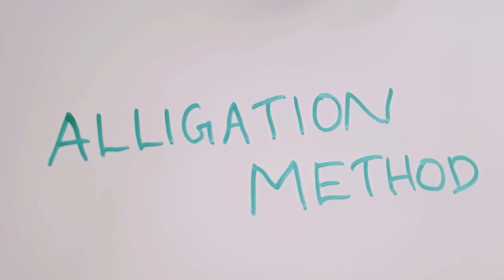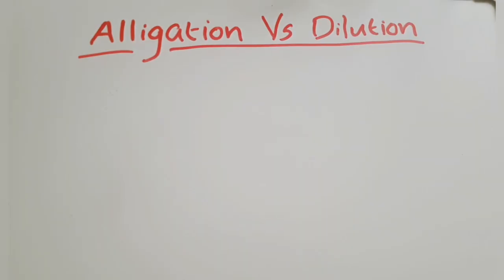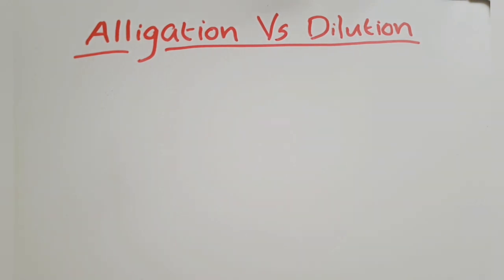Okay, so alligation is one of the simple and illustrative methods in pharmacy. Now let's see what is the difference between dilution and alligation. Alligation method and dilution method are different methods, but not completely different. There is a little bit of difference between these two methods. So now let's see what is dilution.